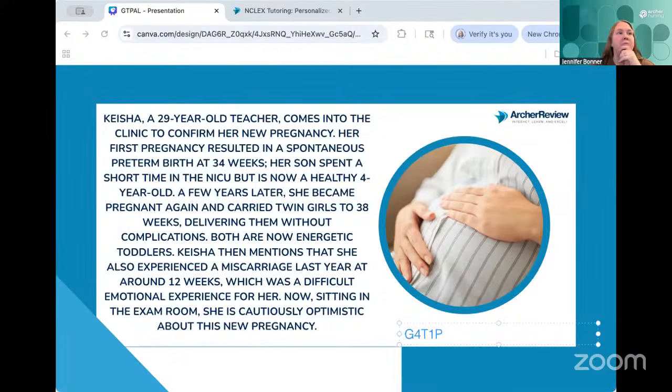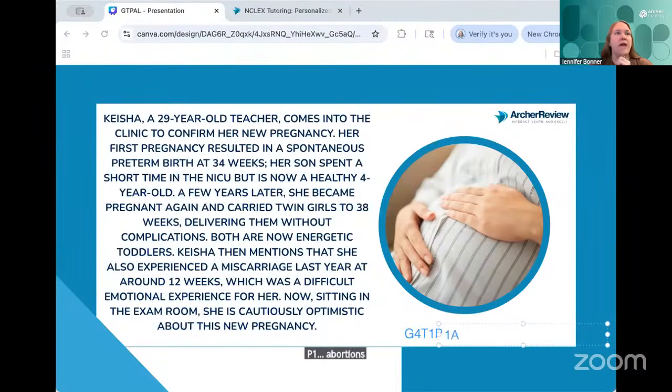Preterm. How many were preterm? We have a 34 weeker. Okay, so that would be P1.